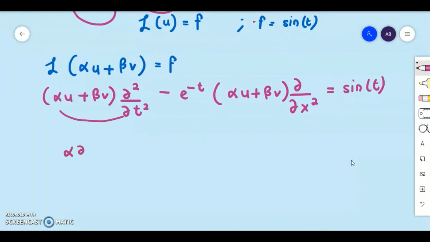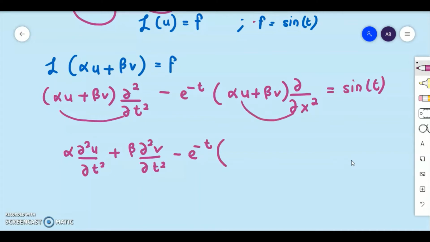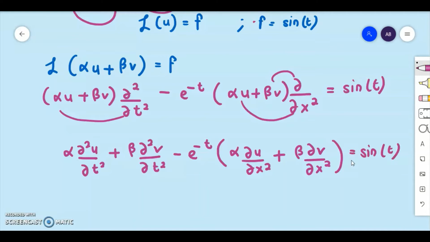So I have alpha partial squared U over partial T squared plus beta partial squared V over partial T squared minus e to the negative T, just leave it as it is. Now this multiplied with this, I have alpha partial U over partial x squared, and then plus beta partial V over partial x squared equals sine T.